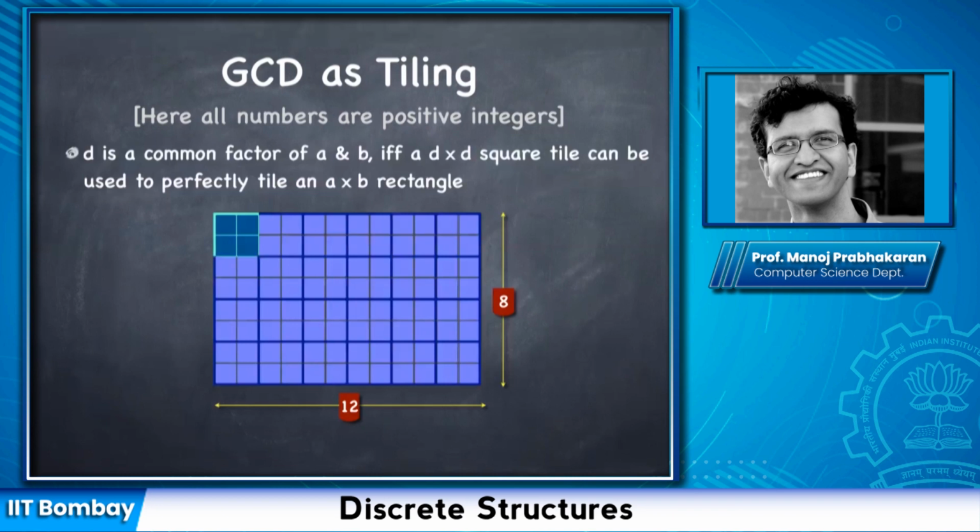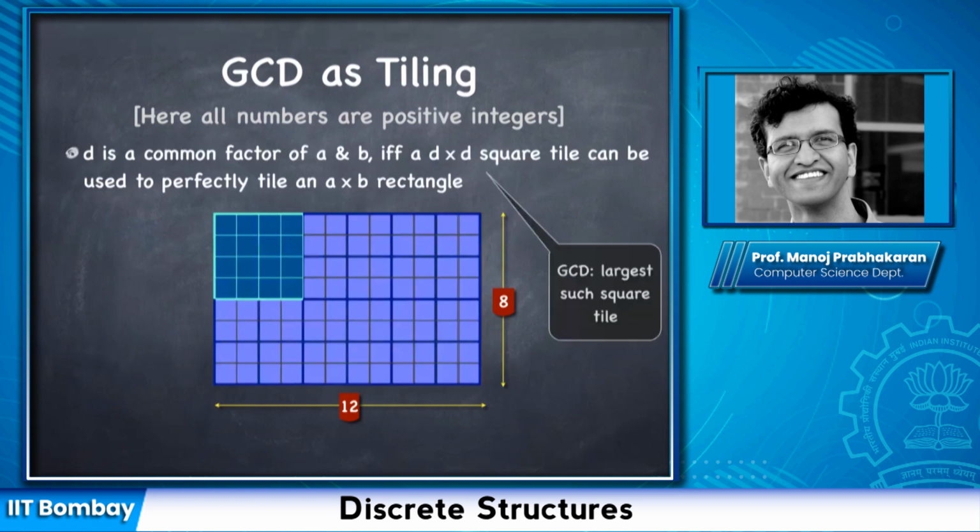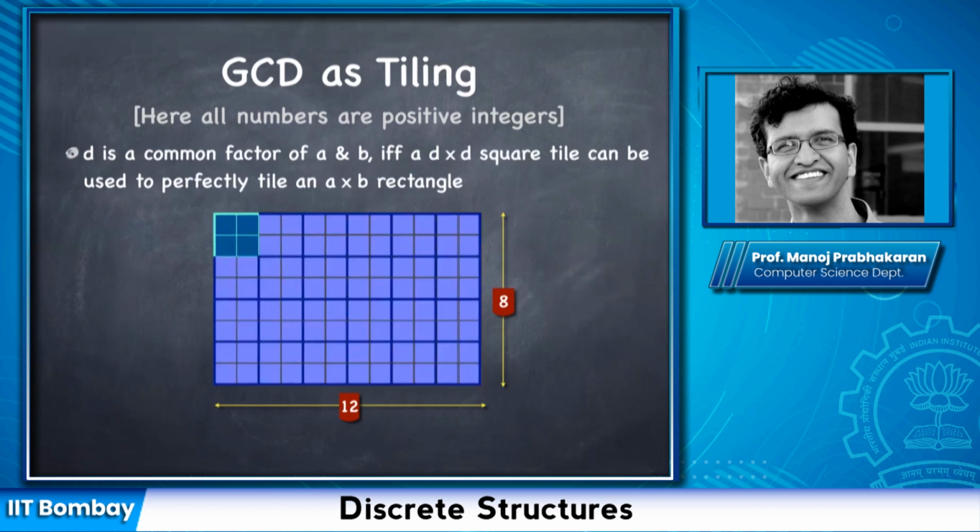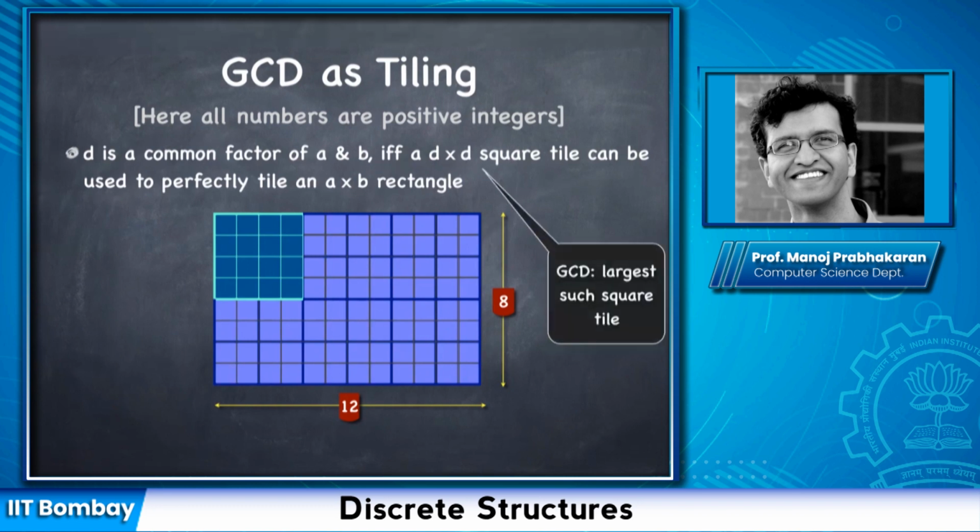Okay, so here is an example of a common factor. It's a 2 by 2 square tile, and it can perfectly tile the rectangle, but that's not the greatest common divisor. Here is a 4 by 4 tile which can also do the job, and that is the GCD here, the largest such square tile. Okay, so that's 4.